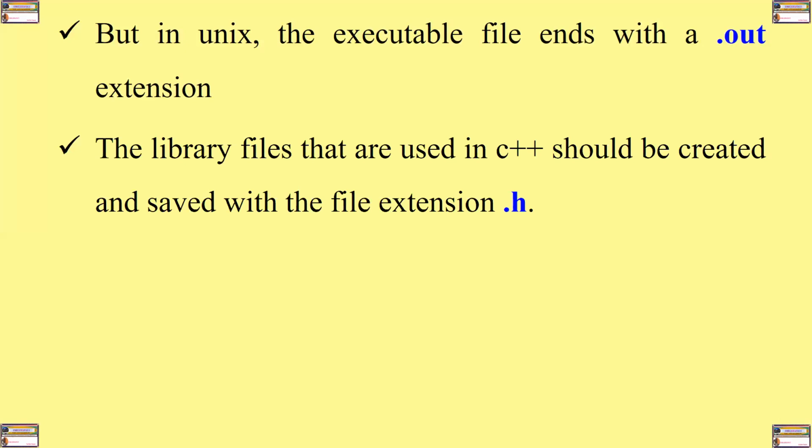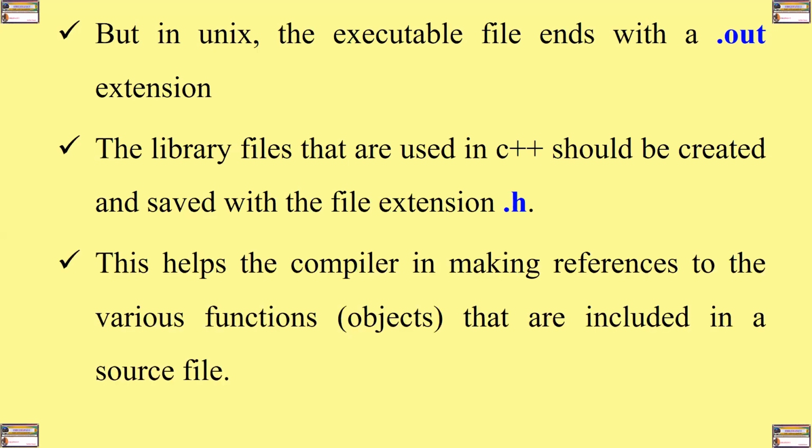While the library files that are used in C++, just as you have seen, for example, OurStream, should be created and saved with the file extension .h, meaning it's a header file. This helps the compiler in making references to the various functions or objects that are included in a source file.